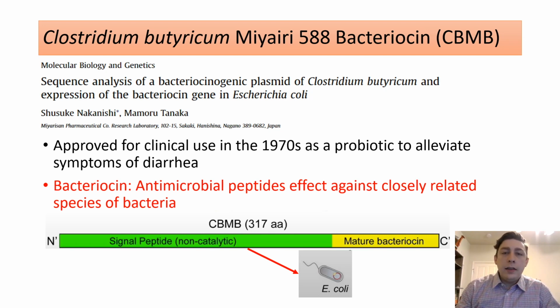Previously, the gene encoding for this bacteriocin, CBMB, was cloned into E. coli and purified as a recombinant protein. The recombinant CBMB has been shown to exhibit potent activities on multiple strains of C. diff. It has also been shown that CBMB consists of two parts, a long non-catalytic domain located at the N-terminus and a small mature fragment that possesses the activity.